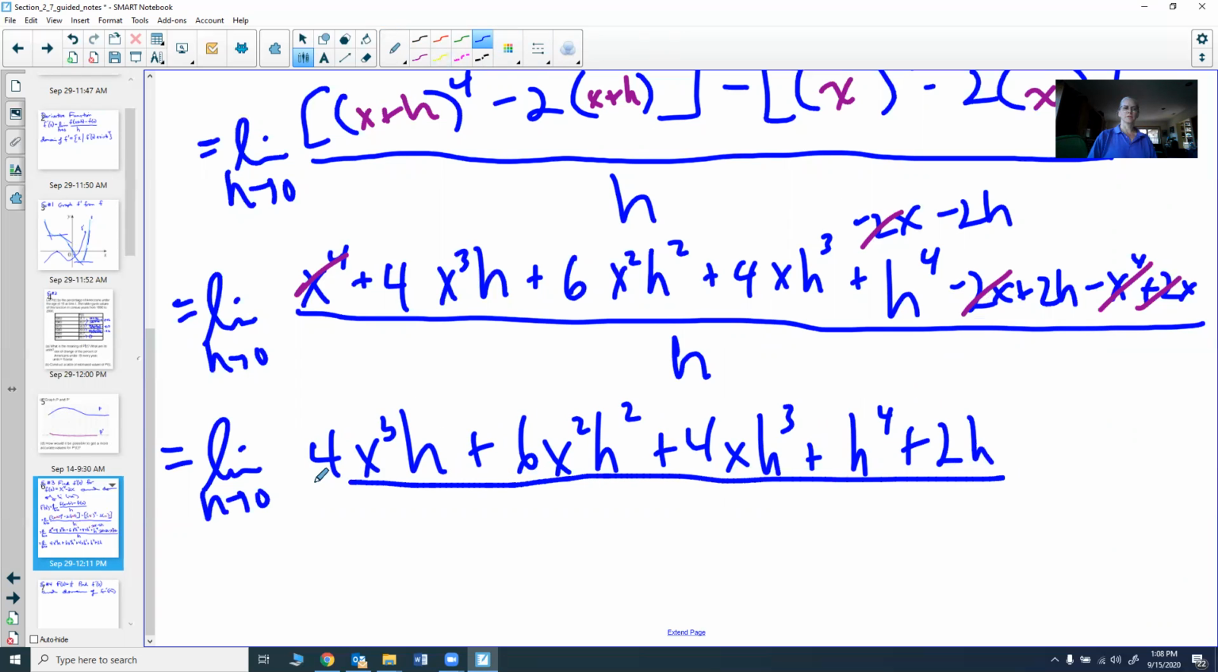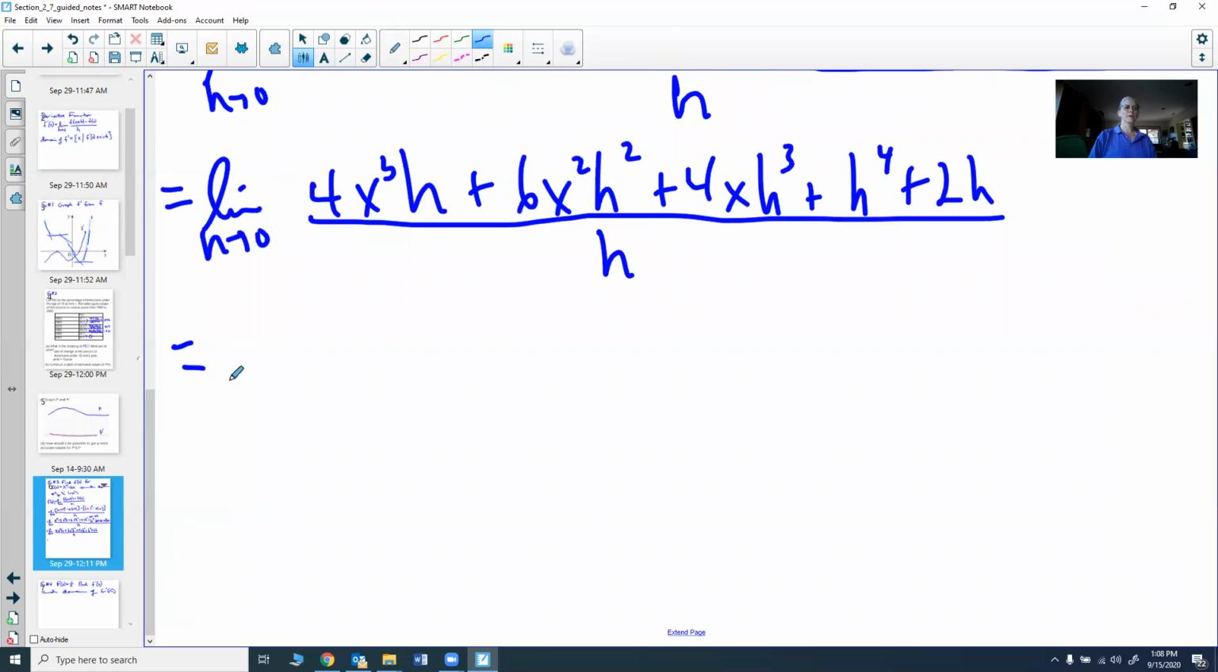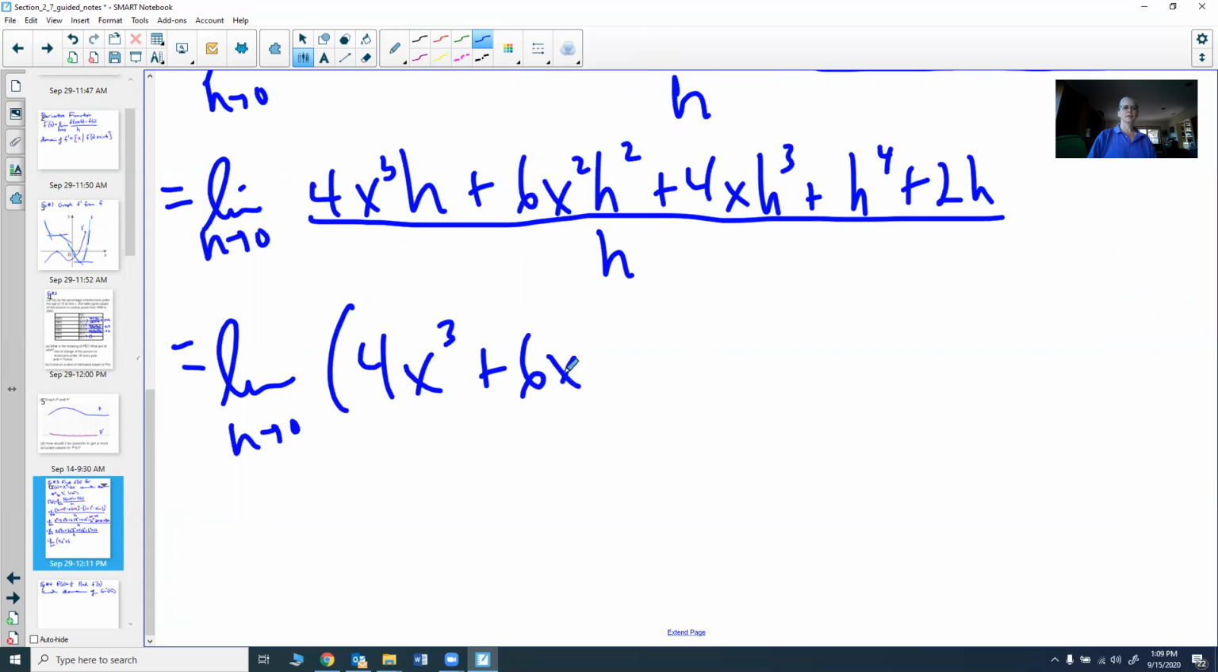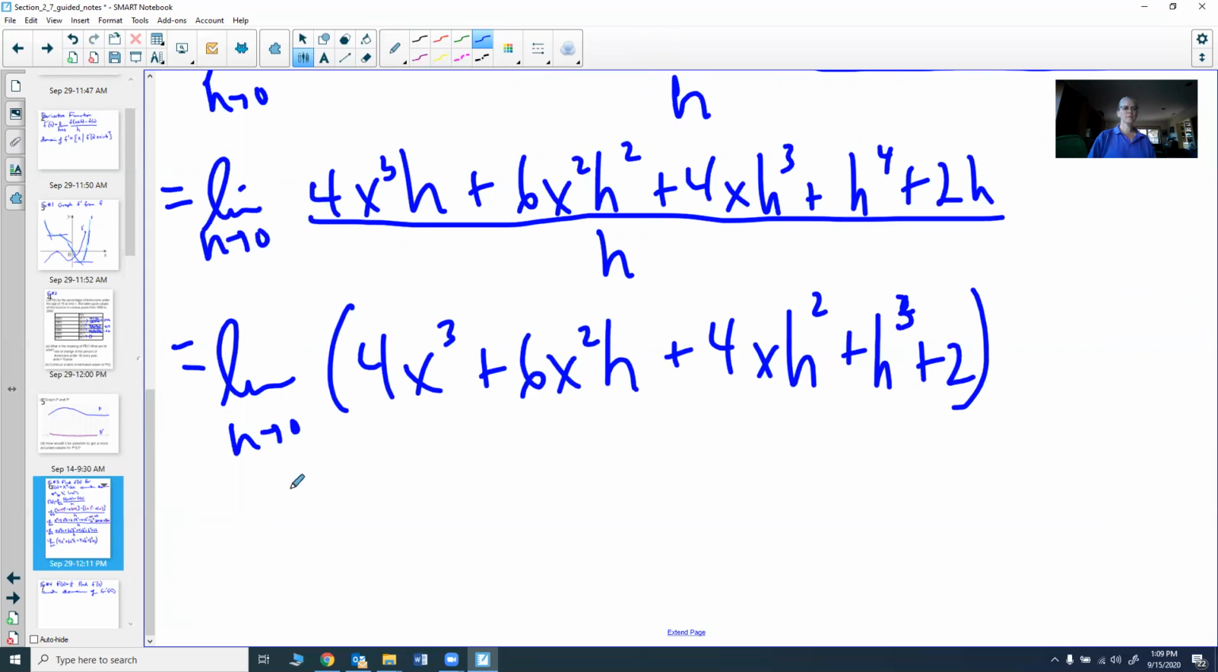All over h. So again, what I notice is every term in the numerator has an h in it, so I can factor that h out, and that will cancel that h in the bottom. So I'm going to have 4x cubed plus 6x squared h plus 4x h squared plus h cubed, sorry, plus 2. Now you're going to let h go to 0.